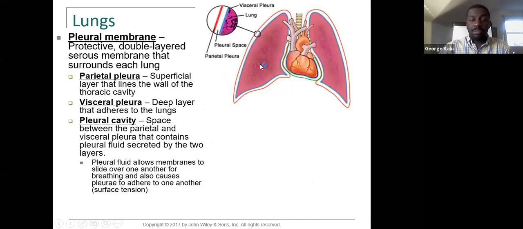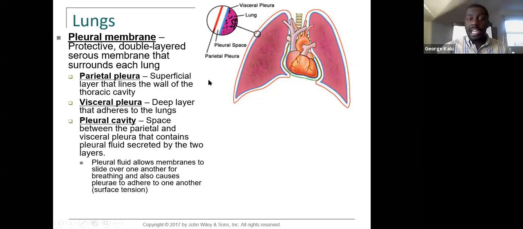Okay, so when we take a look at the lungs, the lung is going to be coated by another type of serous membrane. And again, if you remember, serous membranes are these double-layered membranes that will surround a particular organ. The serous membrane here is called the pleural membrane. And this pleural membrane is going to have two layers to it. The first layer of the pleural membrane is called the parietal pleura. This is this red region right here. And that is going to line the entire wall of the thoracic cavity. The second layer is called the visceral pleura. And so the visceral pleura will sit right on top of the lungs themselves.